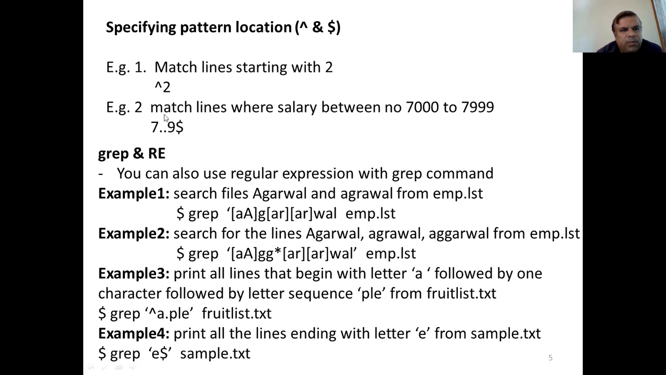Another example, match lines where salary is between 7000 to 7999. Here the first character 7 matches literally, and the last character 9. So you have to end the salary in the range 9. After 9 you put dollar, and between these two there are 2 characters that differ, 00 to 99. Then dot dot. So it matches any digit between 00 to 99: 7 dot dot 9.